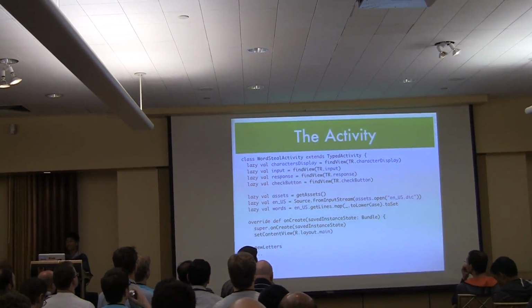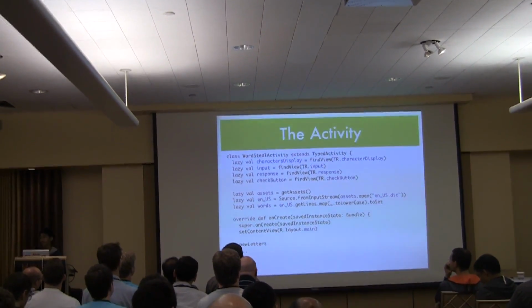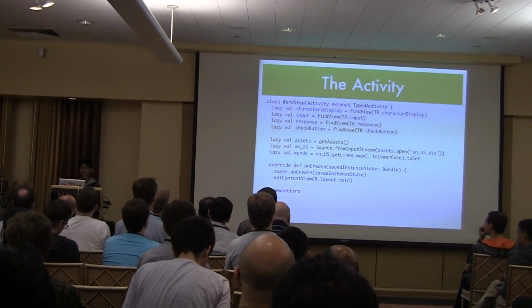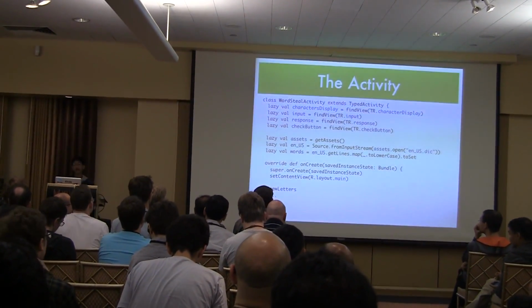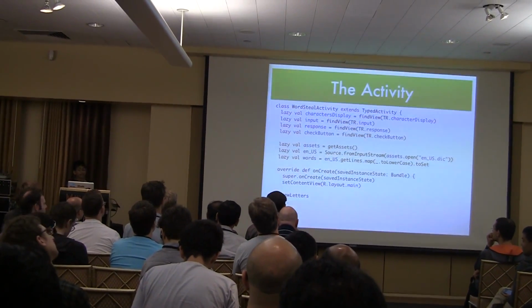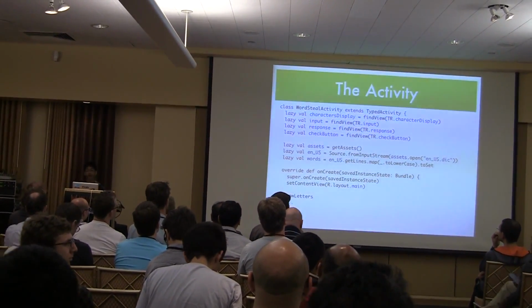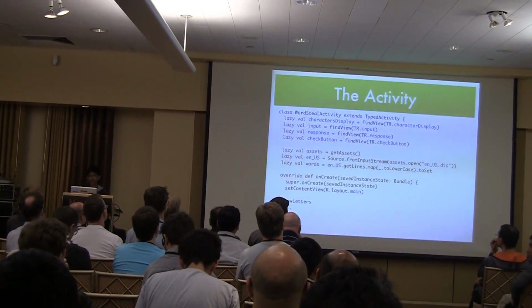The reason why they're lazy is if I try to retrieve them before my app has initialized, I'll get a bunch of errors because I can't access them. So since they're lazy, I'll only retrieve them when I actually need them. To get them, I'm using findView with my TR, and I get which widget I want.